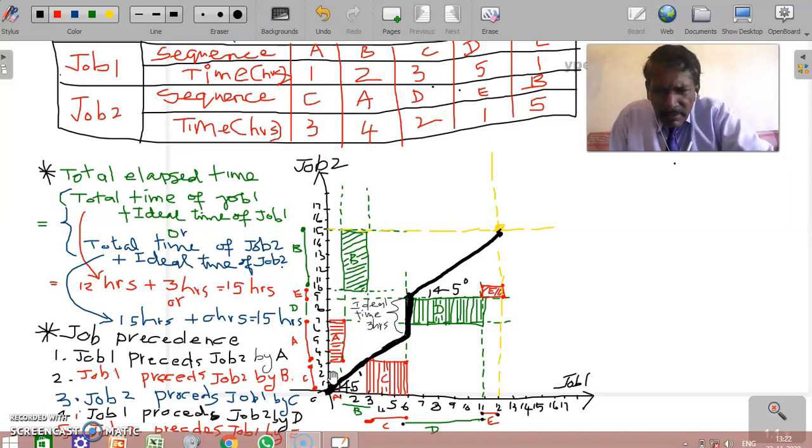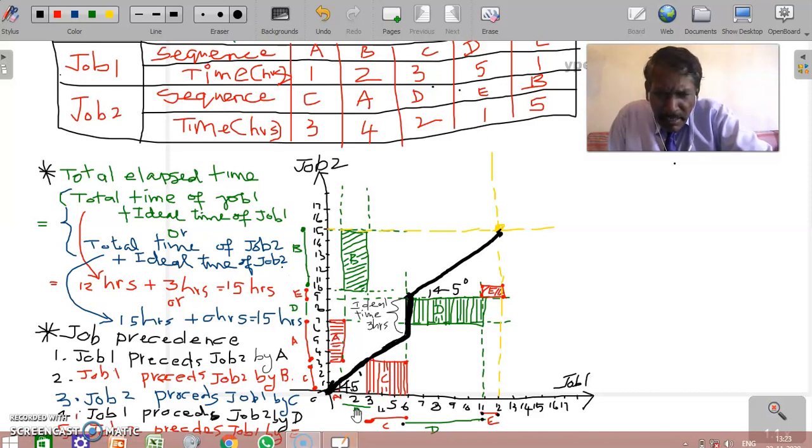The next step is that we have to find the intersecting areas. On the x-axis, see the first machine A. On job 2, where does it start? A starts. So the intersection of A on the job 1 line and A on the job 2 line, this intersecting area I am taking as A.